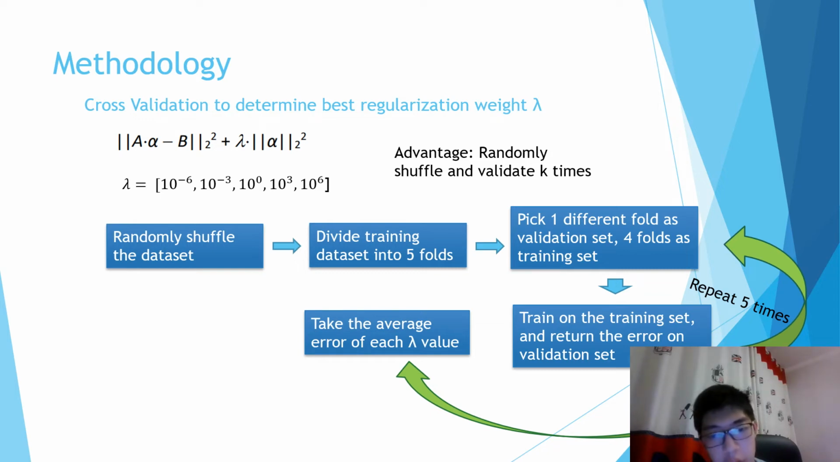We take the average error of each lambda value, and the least one gives the best performance. The advantage of this cross validation is that we randomly shuffle the dataset and validate k times. This is more representative than the original mean squared error, and this method is very commonly used.